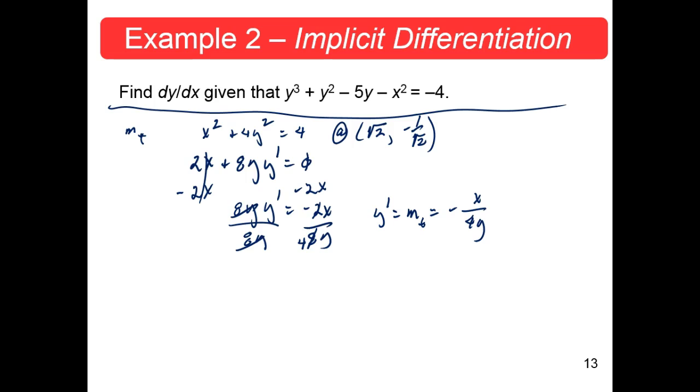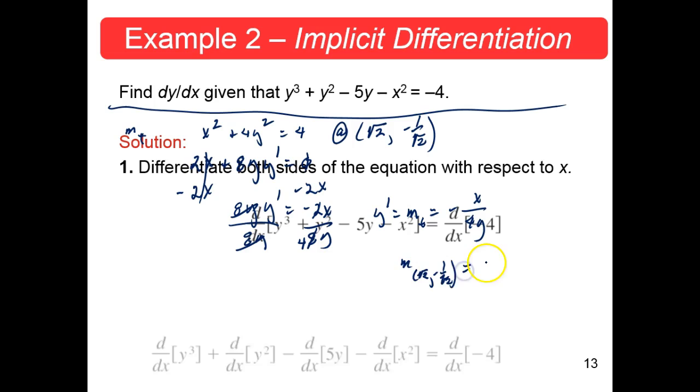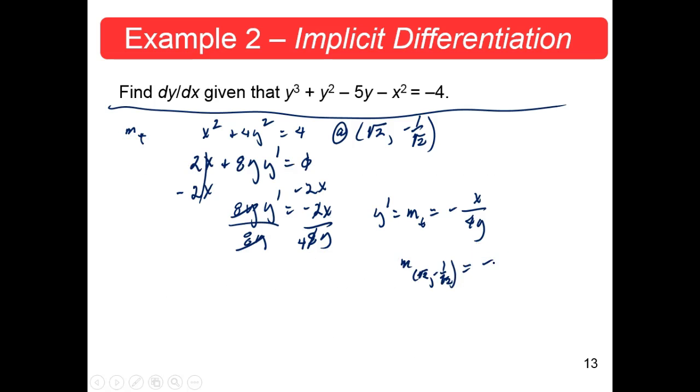At that point there, we're interested in what is the slope. Plug it in. So m at root 2, negative 1 over root 2 is... What's your x? It's root 2 over, and then your y is, wait, it's 4 times y. And what's your y? Negative 1 over square root of root 2, right?